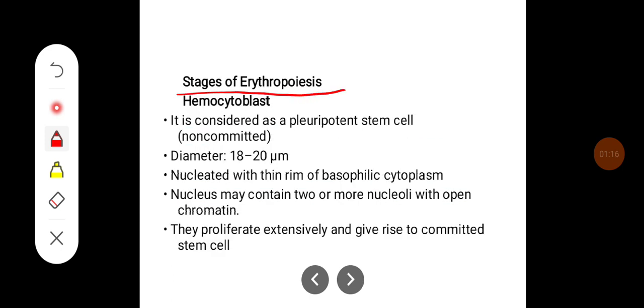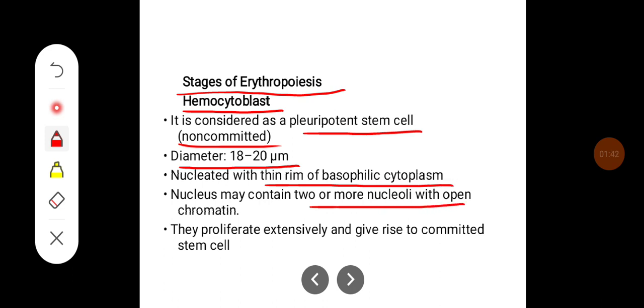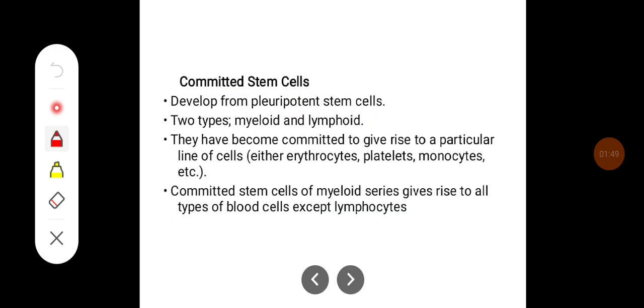Different stages of erythropoiesis. Erythropoiesis, that is generation of the red blood cells, mainly occurs from the hemocytoblast. It is considered as a pluripotent stem cell and is non-committed, and the diameter of hemocytoblast is around 18 to 20 microns. It is nucleated with a thin rim of basophilic cytoplasm. The nucleus may contain two or more nucleoli with open chromatin. They proliferate extensively and give rise to committed stem cells.